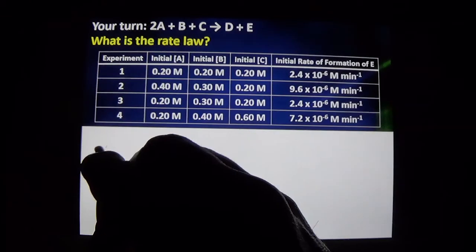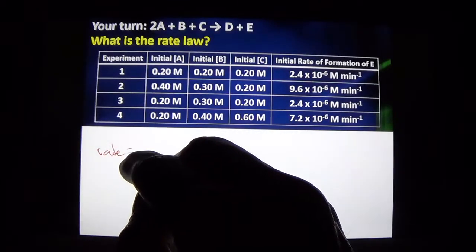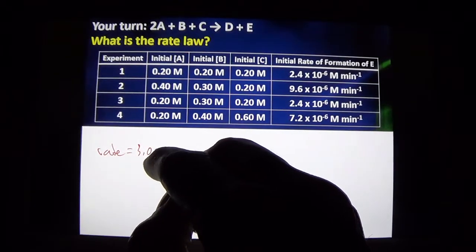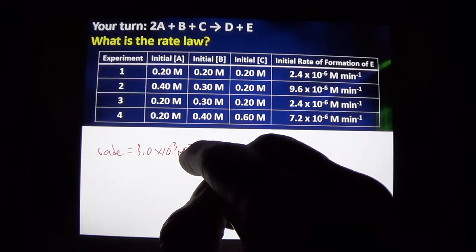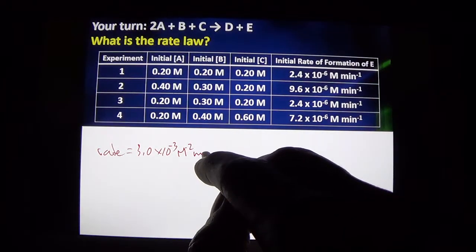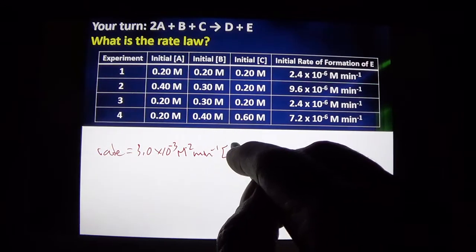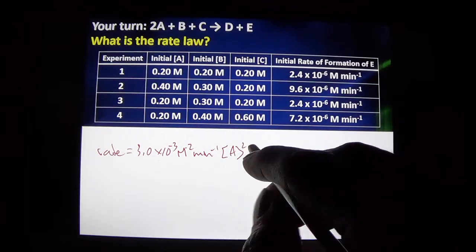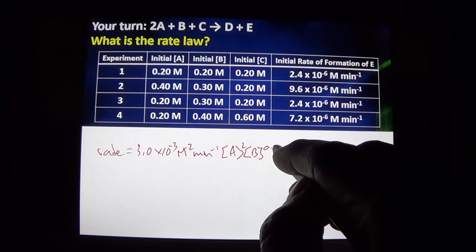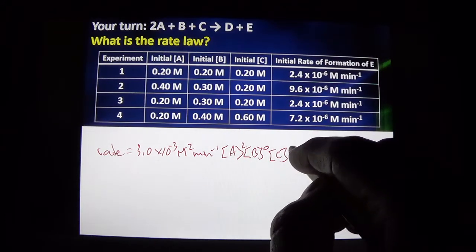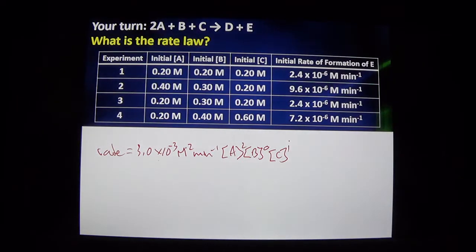So what is our rate law? Here's our official rate law. Rate equals 3.0 times 10 to the negative 3, and you could write that in decimal, per molarity squared per minute, times the concentration of A to the second order, concentration of B to the zero order, and you could skip writing that, they'd be okay with that, times the concentration of C to the first order. And that is our rate law for that reaction.